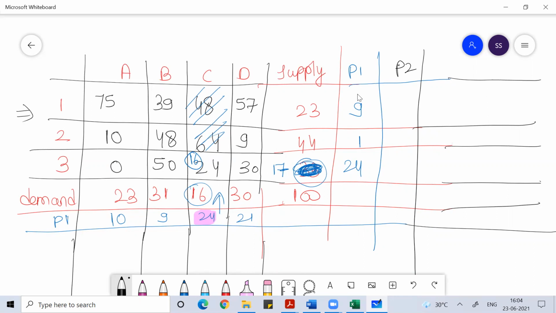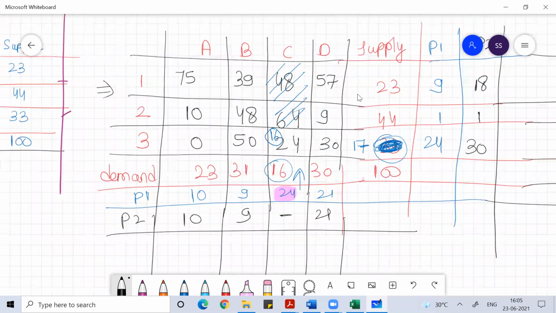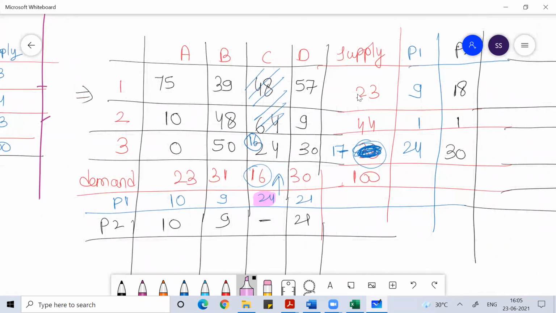Second penalty would be what? 57 minus 39, that would be 18, and this would be 1, and this would be 30. Here this would be 10, then this would be 9, this would be 21. So out of all the penalties, the largest one is 30.